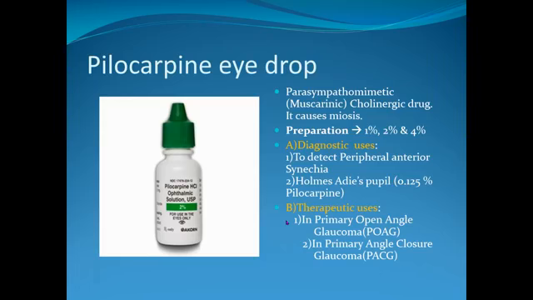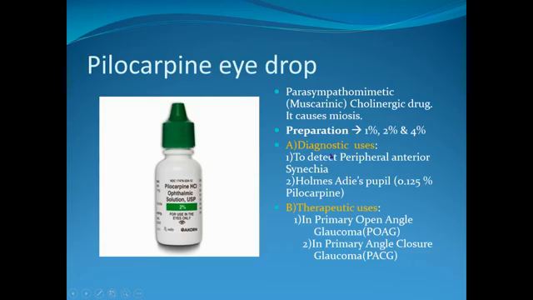Another important drug is pilocarpine. This is the anti-glaucoma drug. So when you read pilocarpine, you should read it properly as an anti-glaucoma drug. Other drugs of glaucoma you should also read properly. Pilocarpine is a parasympathomimetic.